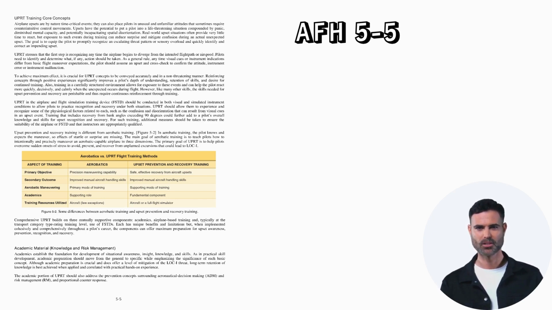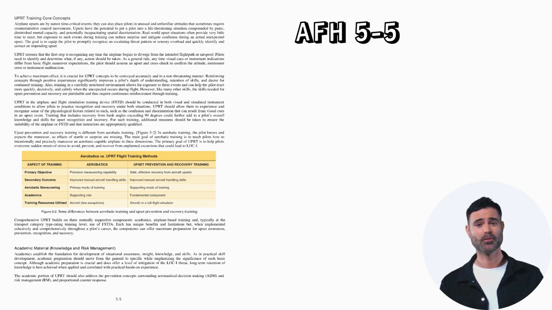Academic material knowledge and risk management. Academics establish the foundation for development of situational awareness, insight, knowledge, and skills. As in practical skill development, academic preparation should move from the general to specific, while emphasizing the significance of each basic concept. Although academic preparation is crucial and does offer a level of mitigation of the LOC-I threat, long-term retention of knowledge is best achieved when applied and correlated with practical hands-on experience.